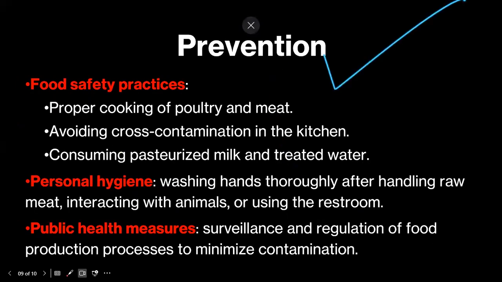Next, prevention. Food safety practices: proper cooking of poultry and meat, avoiding cross contamination in the kitchen, consuming pasteurized milk and treated water. Personal hygiene like hand washing after handling raw meat, interacting with animals, or using the restroom. Next, public health measures: surveillance and regulation of the food production processes to minimize contamination.